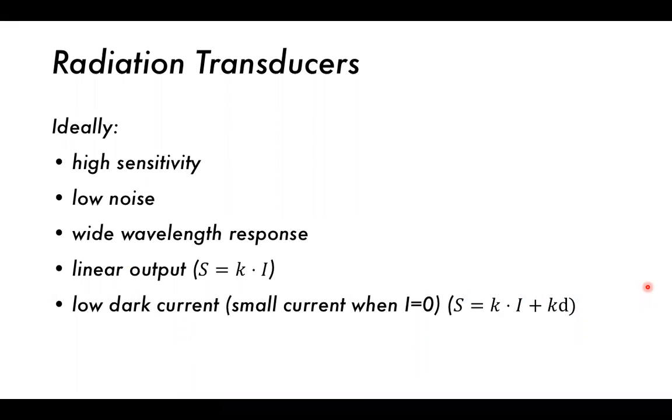So radiation transducers then. After the light has passed through our sample, how do we detect it? Ideally, our radiation transducers will have high sensitivity, low noise, and wide wavelength responses. They'll have a linear output, which means that the signal is proportional to the intensity of the light incident on the transducer, and they'll have a low dark current. That means they'll have a low current when the intensity is equal to 0. So the signal is equal to Ki plus Kd, where Kd is the dark current.